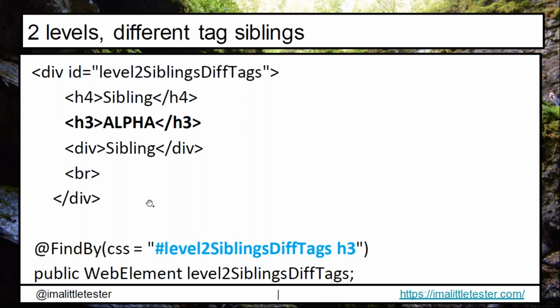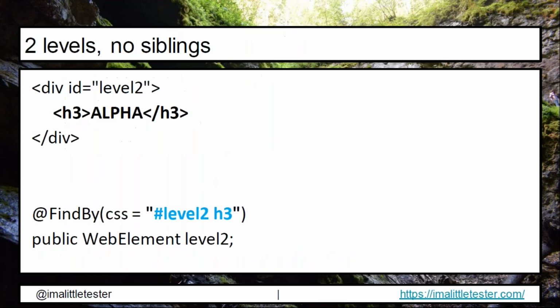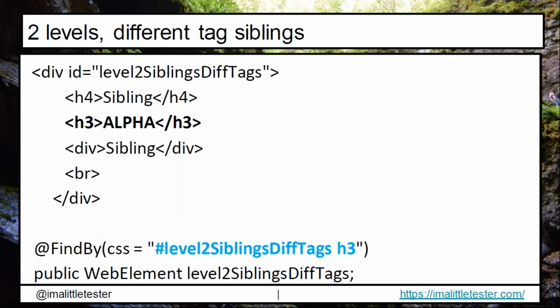If you think about it, this selector is evaluated as follows. Find me the first element with this ID, and then among these children, find me the first H3. In our case, there is only one H3, which is a child of this ID. So this will uniquely identify our element on the page. Basically, when there are no siblings on alpha and when there are siblings on alpha, the selector will be exactly the same.